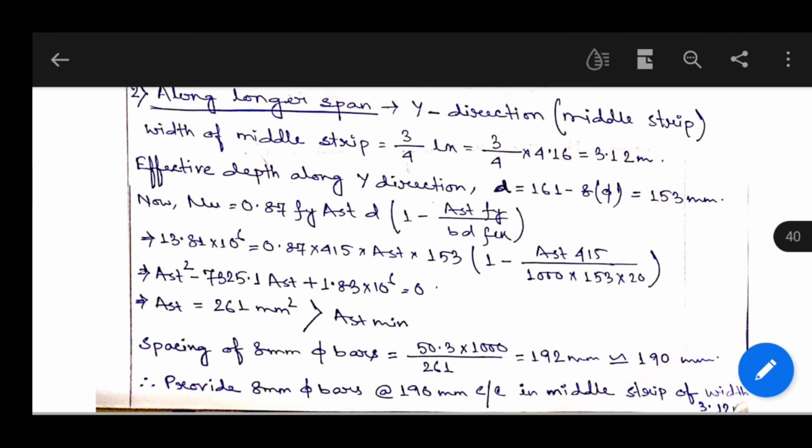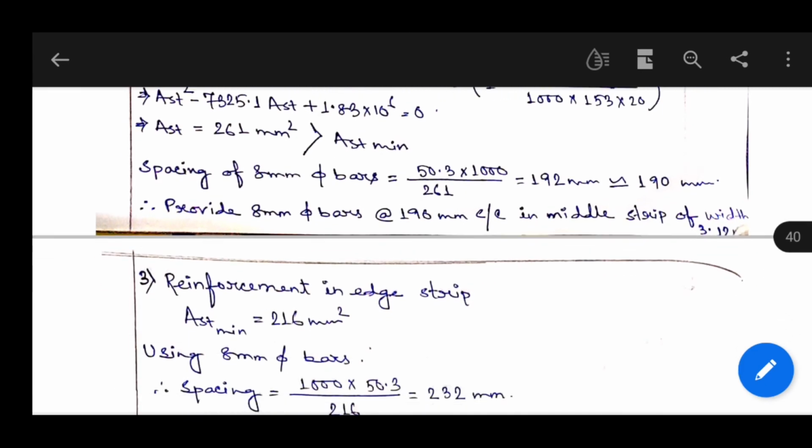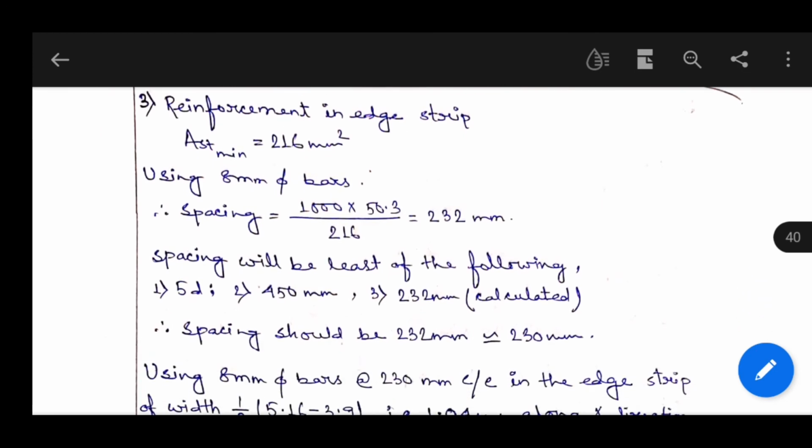In this case also, definitely 190 will be the lesser value among the 3D and 300, which are the spacing values. We have to consider the least value as earlier. So 190 will definitely be the least value. Therefore, provide 8 dia bars at the rate of 190 center to center in the middle strip of width 3.12 meter. Okay. So next step is reinforcement in edge strip.